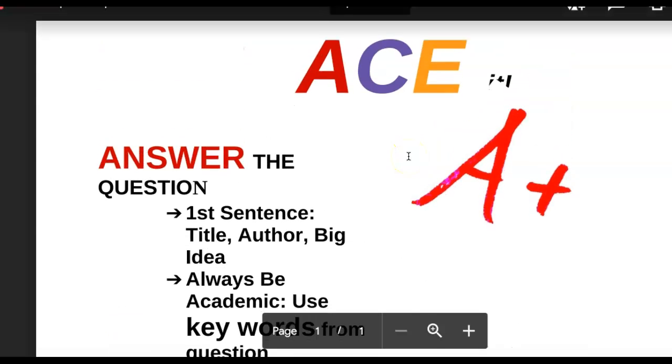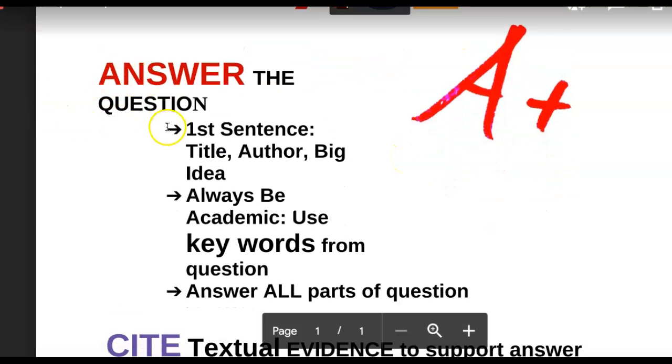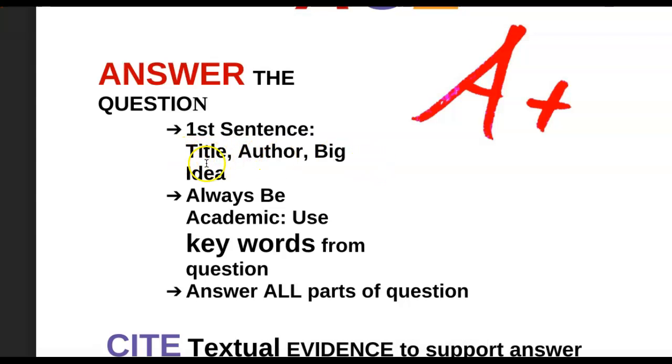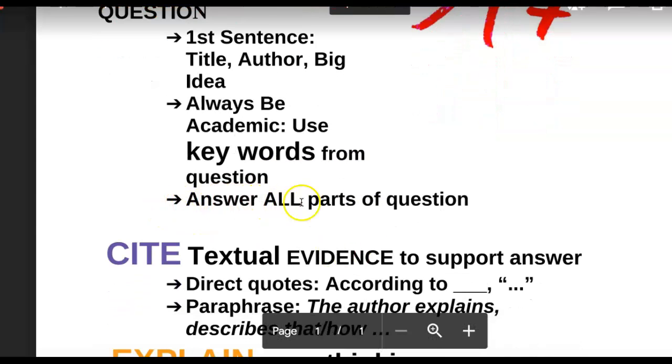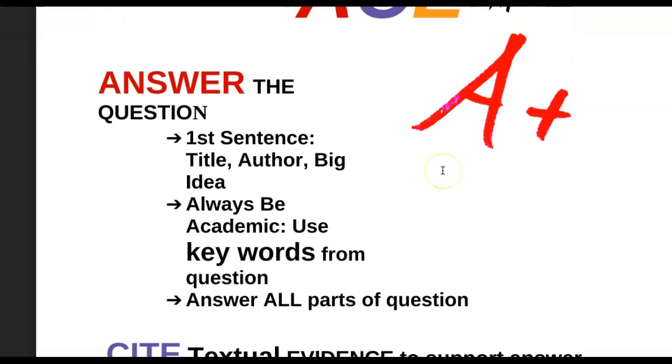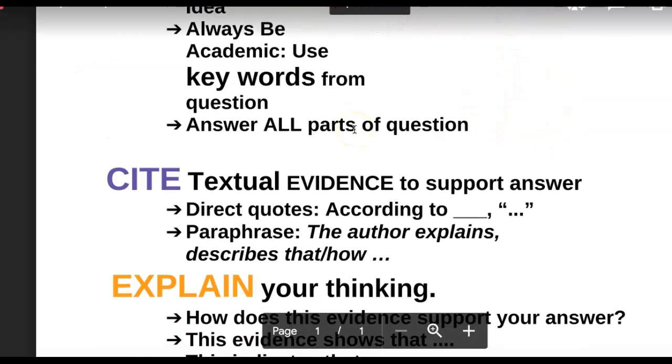So the A stands for answer the question. Make sure your first sentence gives the title, the author, and the big idea, what you're writing about. Always be academic. And make sure you use key words from the question. And make sure you answer all parts of the question. So first of all, answer the question.